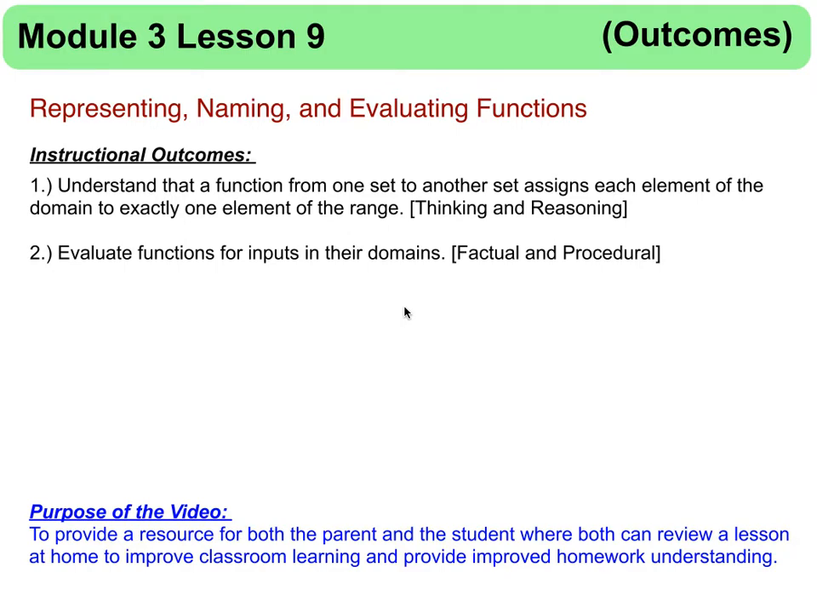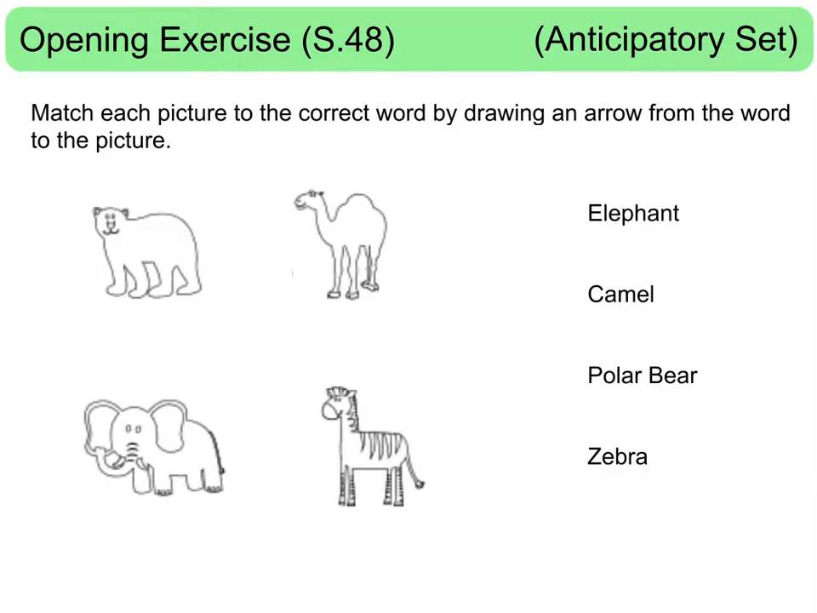Lesson 9, Representing, Naming, and Evaluating Functions. The instructional outcomes are to understand that a function from one set to another set assigns each element of the domain to exactly one element of the range, and the second one is to evaluate functions for inputs in their domains. So there was a basic opening exercise that was done in class.